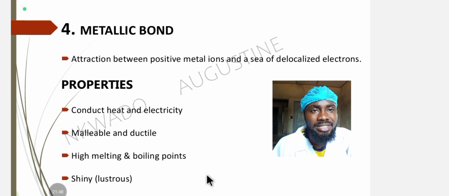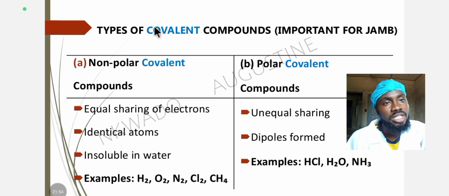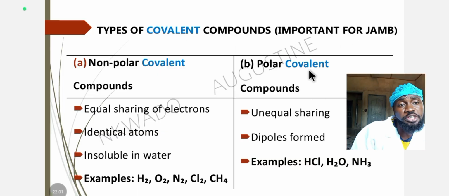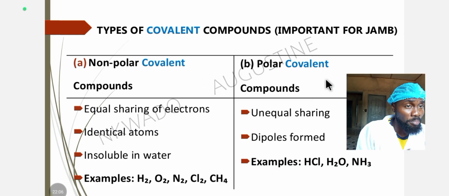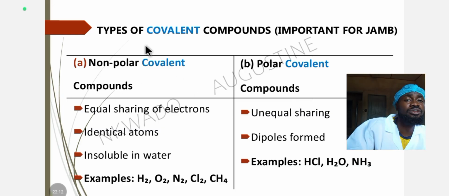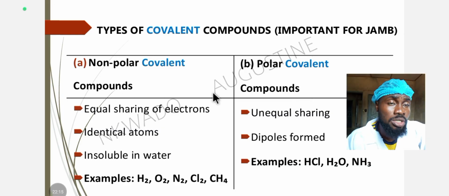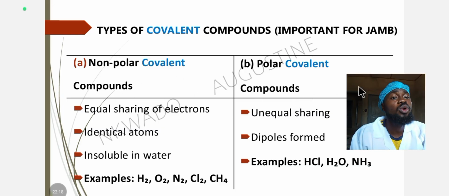Now, let's look at the types of covalent bonds. Still under the types of covalent compounds, very important for JAMB. JAMB loves setting questions from these, okay? So we have the non-polar covalent and the polar covalent compounds. On the left-hand side of the table, we have the non-polar covalent compounds, while on the right-hand side of the table, we have the polar covalent compounds.